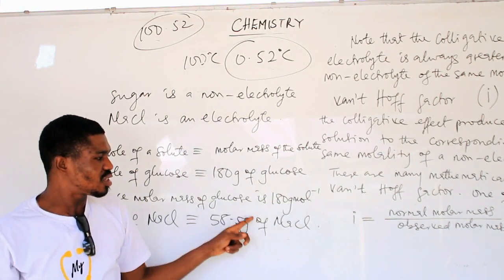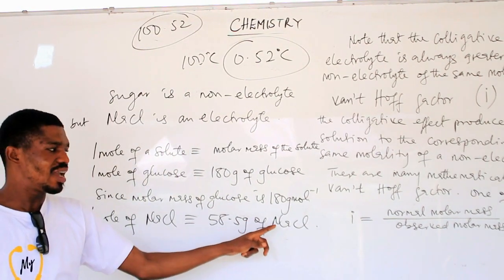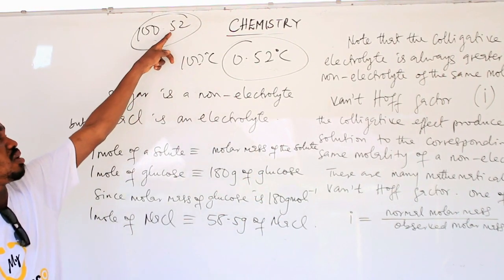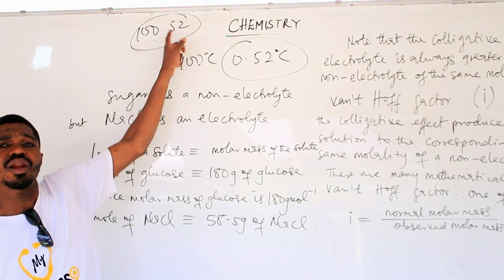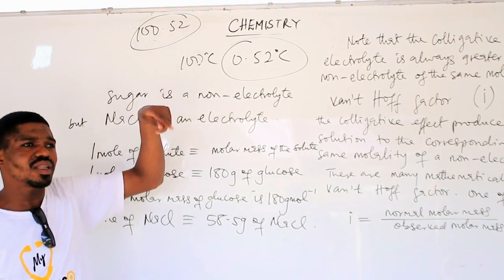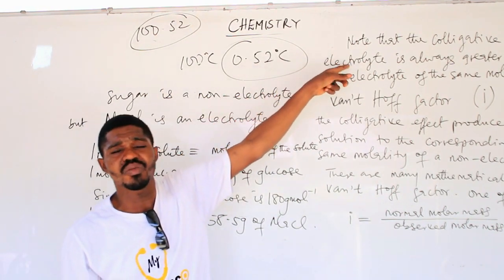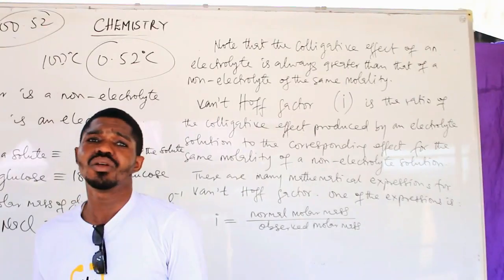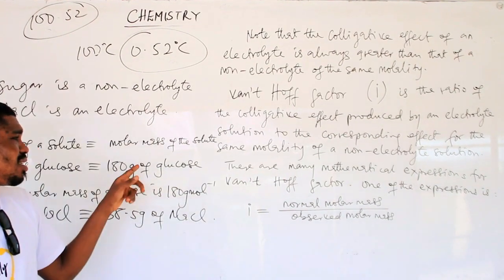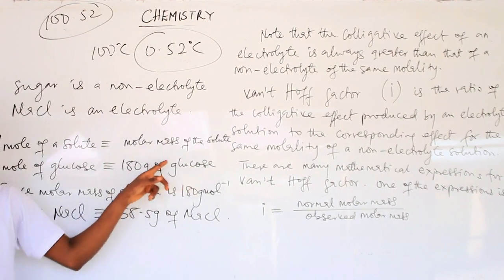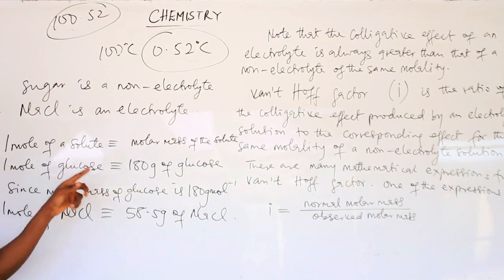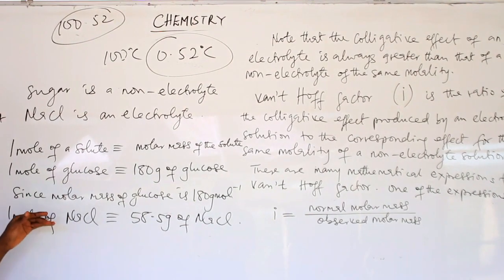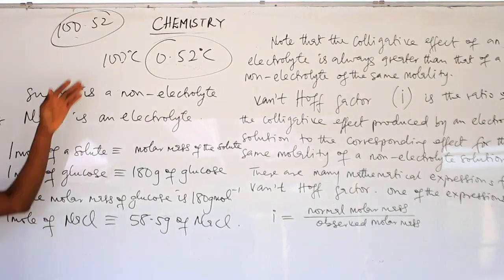But if it is a salt, like the electrolyte sodium chloride, the boiling point may not be this, it may be greater than 100.52. What we're trying to say is that the colligative effect produced by an electrolyte is always greater than that produced by a non-electrolyte. Even though by dissolving 180 grams of glucose you have dissolved 1 mole, and by dissolving 58.5 grams of sodium chloride you have also dissolved 1 mole, the two of them are not going to give you the same boiling point.